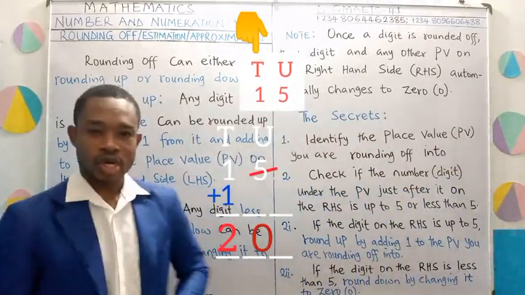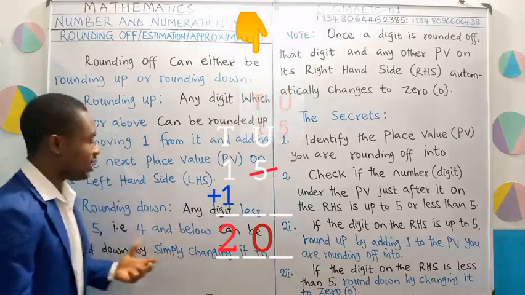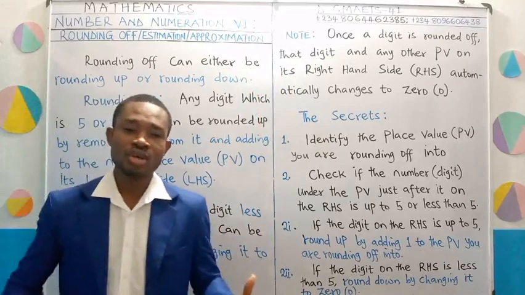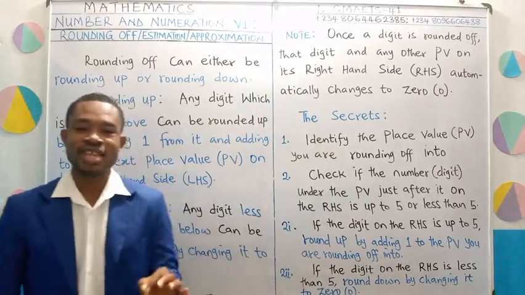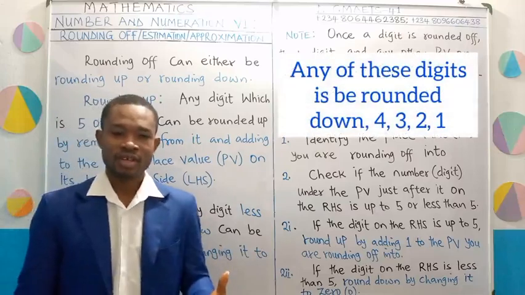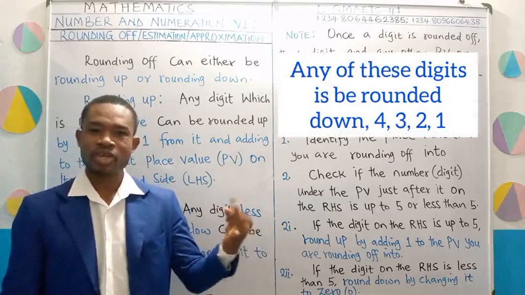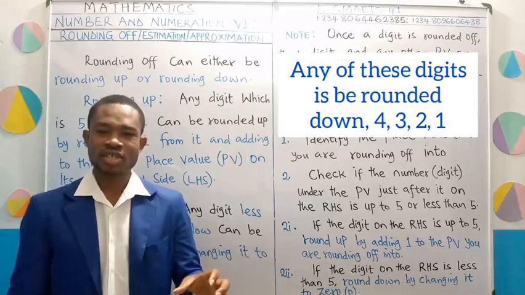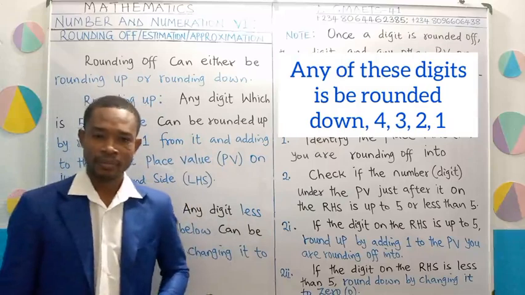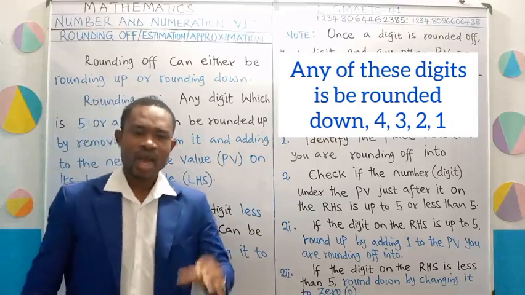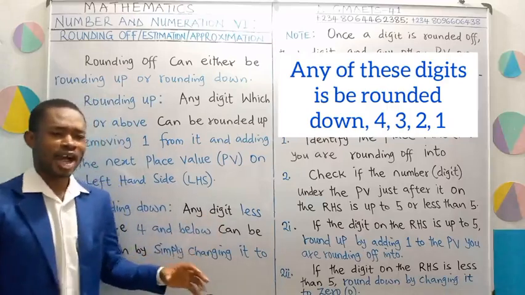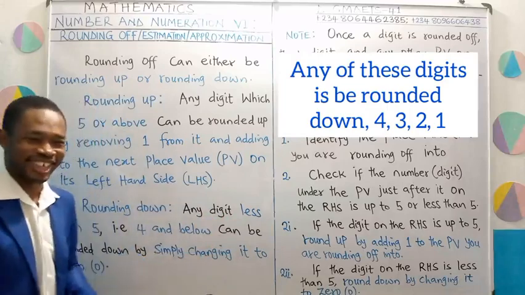Rounding down is the next one to talk about. What do we mean when we talk about rounding down? First, you should know that we round down any digit that is less than 5. If a digit is not up to 5, so that digit could be 4, it could be 3, 2, 1, such digit is being rounded down because it is not up to 5. Is that okay? And what do we mean by rounding down? It's simple. Just close your eyes and change the digit to 0.